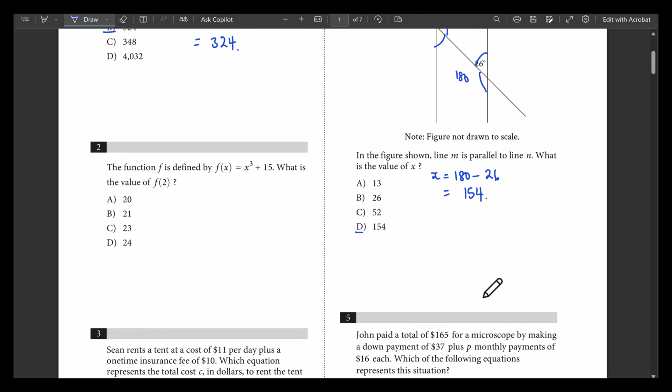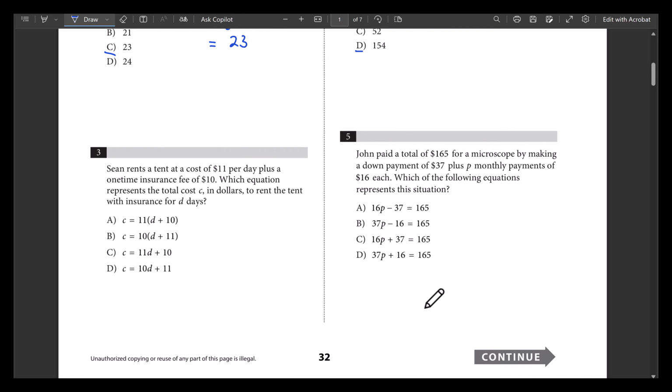Number 2, the function f is defined by f of x is equal to x cubed plus 15. What is the value of f of 2? We are substituting the value of x with 2. Hence, we get f of 2 is equal to 2 cubed plus 15. 2 cubed is equal to 8 plus 15, and we get 23, giving our answer as C.